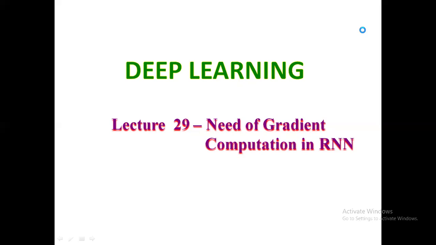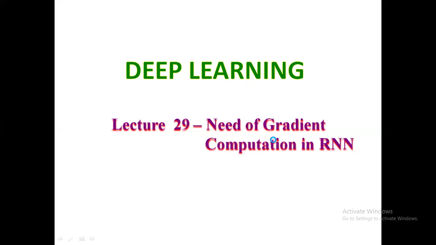In this lecture, why we should learn gradient computation in recurrent neural networks. The gradient computation is essential in a recurrent neural network because it enables the network to learn from its mistakes while handling sequential data. Since RNNs reuse the same weights across multiple time steps, the network must understand how errors at each step influence these shared weights.